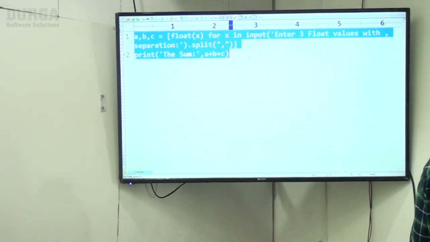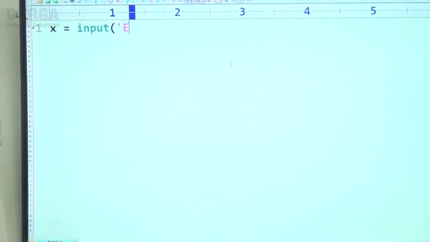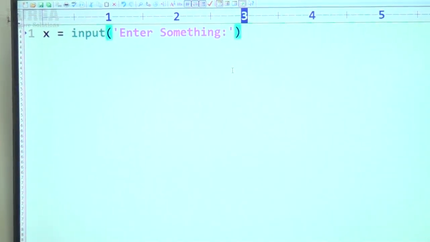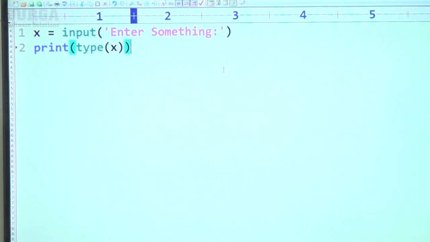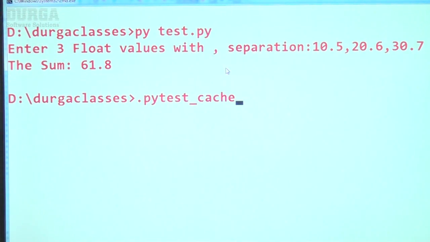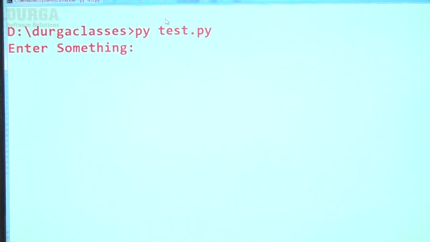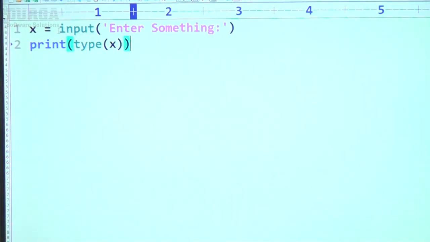Observe carefully, have a look once, sir. I'm taking x is equal to input of enter something, and print type of x. What is the problem? It's always going to return str type only. Have a look very carefully, sir. If you enter 10, it is always str type only, right? Now let me take 10.5, str only, right?